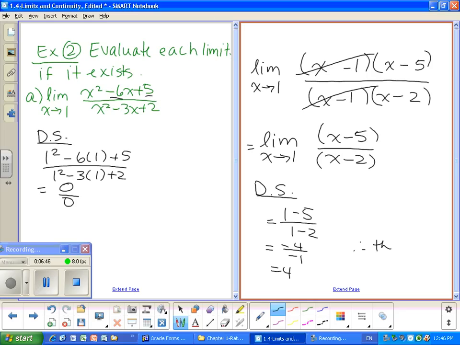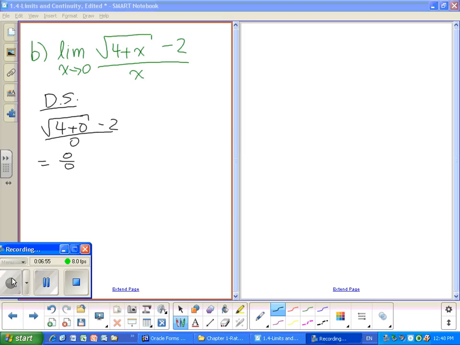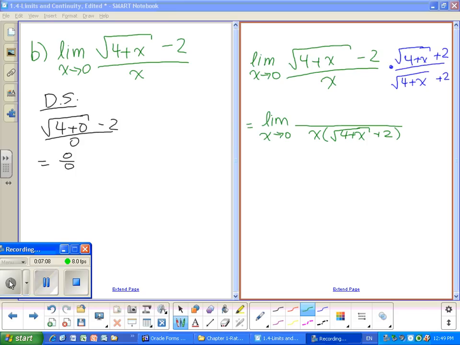So therefore, the limit exists at 4. What do we think we do with this? And we got, and what's this called again? Remember? This is an indeterminate form. I forgot to mention it with the other one. So when you have 0 over 0 or infinity over infinity, it's an indeterminate form.